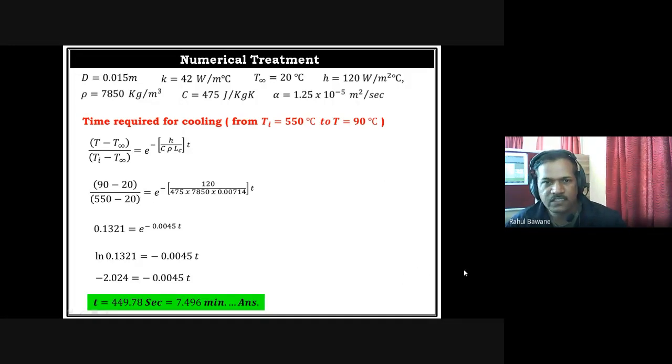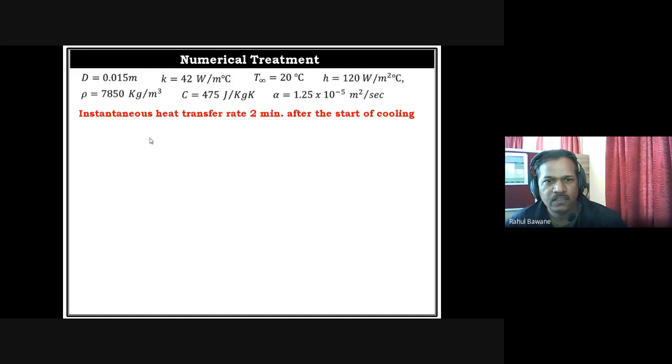Now let us see the second point. Instantaneous heat transfer rate 2 minutes after the start of cooling. As I said, this is not the heat transfer for 2 minutes. This is the heat transfer rate exactly at the 2 minute time. So t will be 2. What will be the heat transfer rate? So in notation we put it like at 2 minutes.